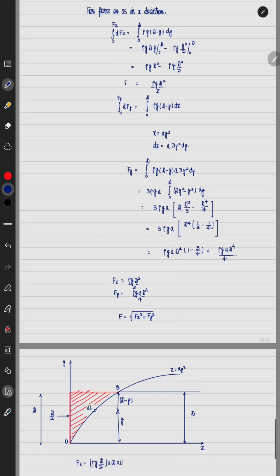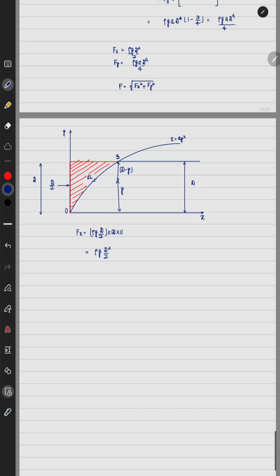This is the expression that we have obtained for the force by using the differential approach, and it is exactly matching with the same formula that we have derived.